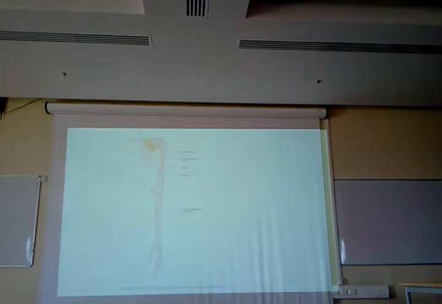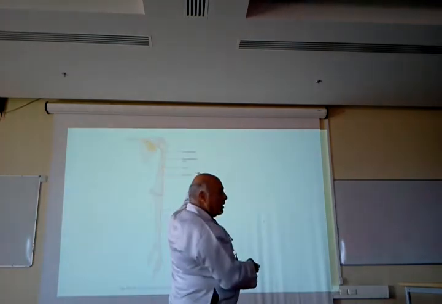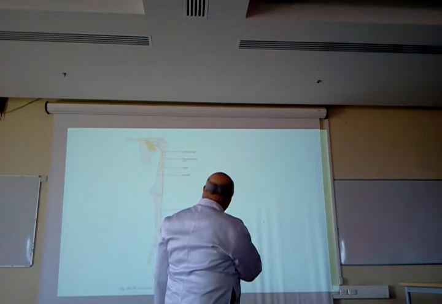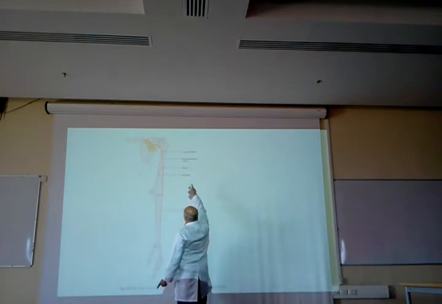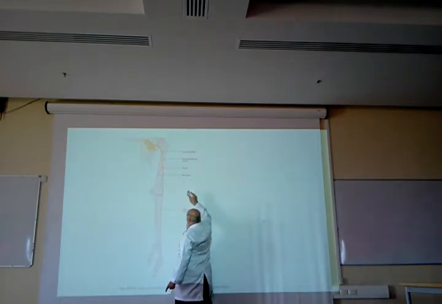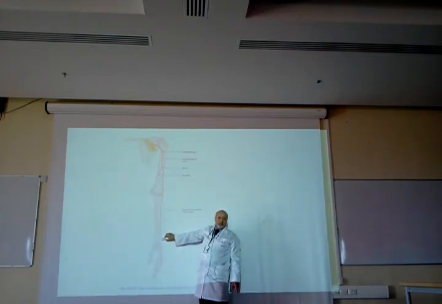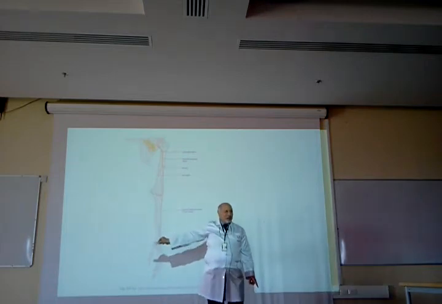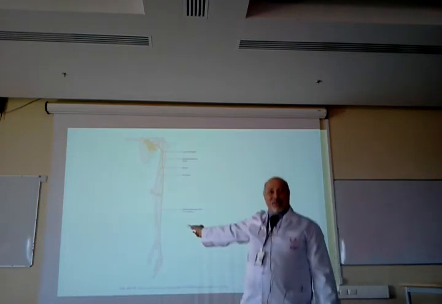This is a musculocutaneous nerve. It supplies brachialis, supplies biceps, and gives the lateral cutaneous nerve of the forearm till the wrist. It is combined with the cephalic vein.